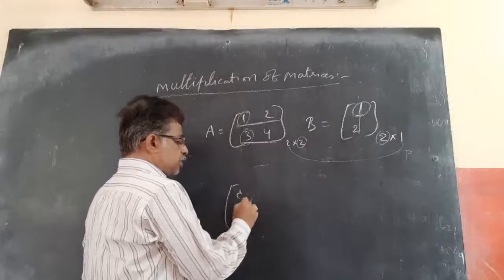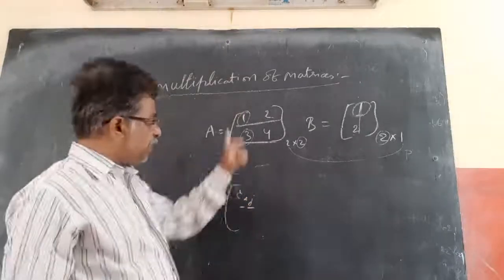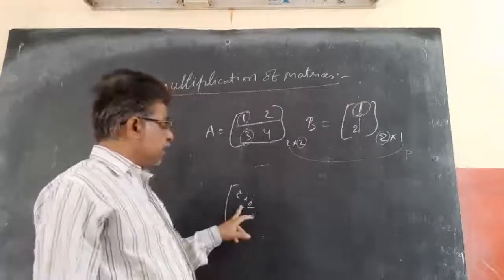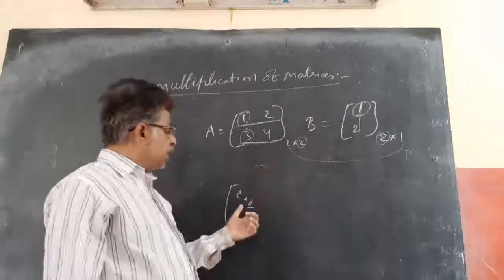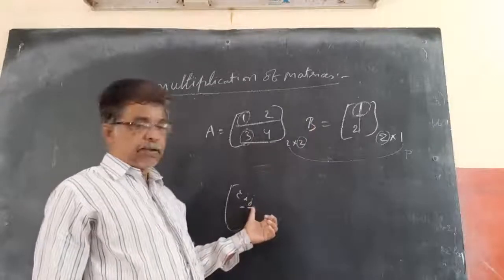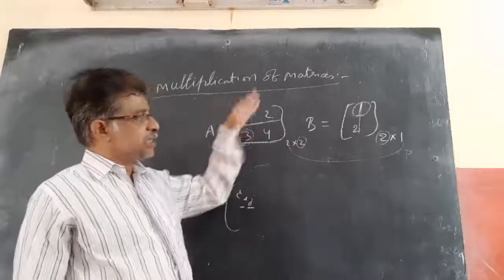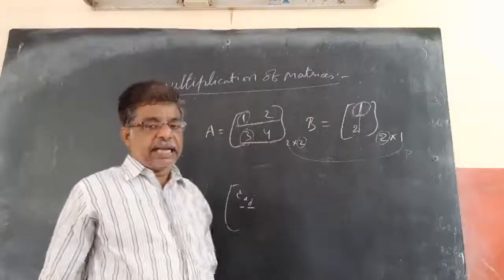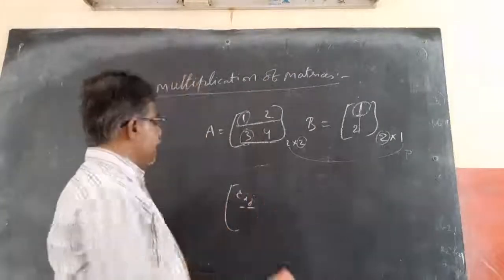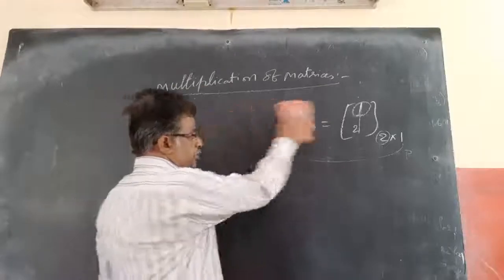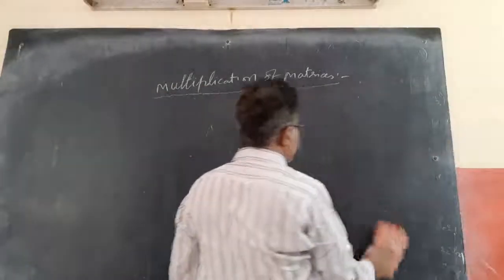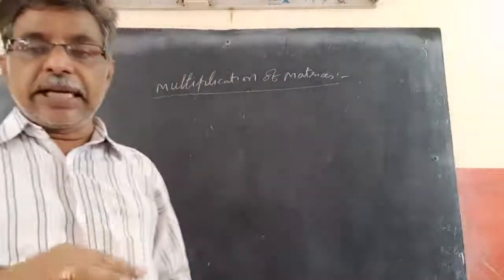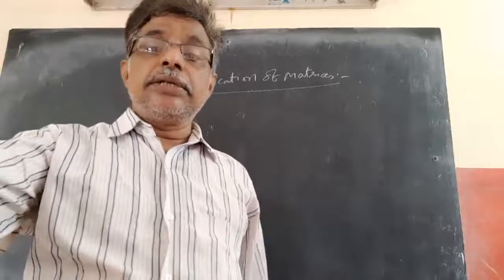If you want the first row first column element, then multiply the first row of the first matrix with the first column of the second matrix. If I want the second row first column element, multiply the second row of the first matrix with the first column of the second matrix. Like that you can find any element in A into B. So no need of the formula, just multiply the corresponding row and column, and automatically you will get it. Remaining will continue in the next class.